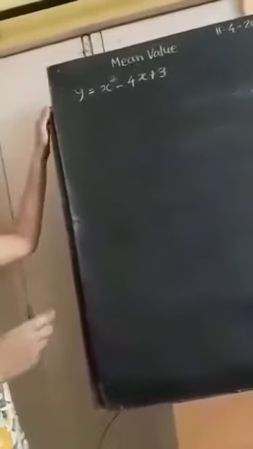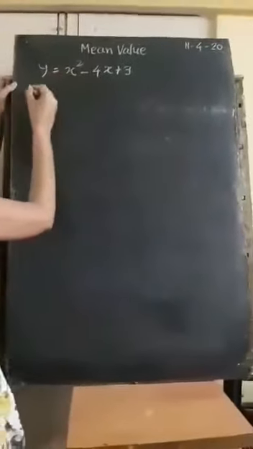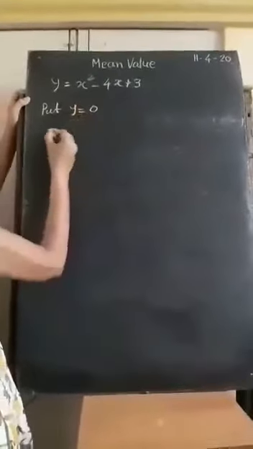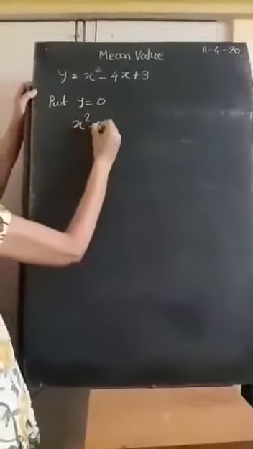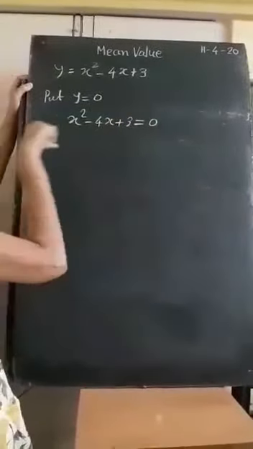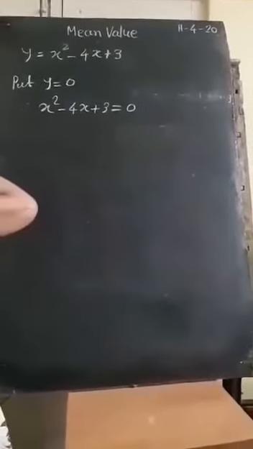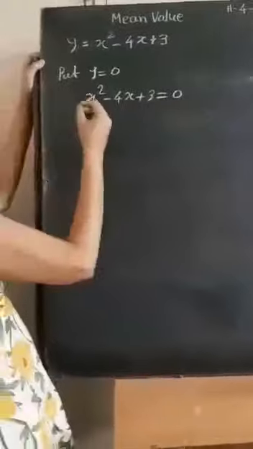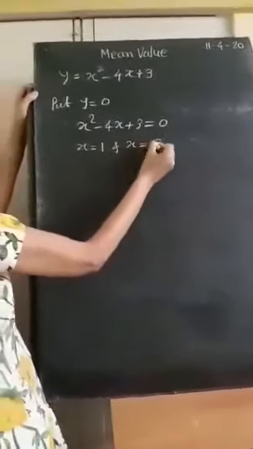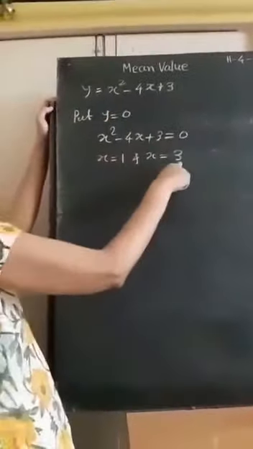On the x-axis what is y? Y is equal to 0. So to find the limits, what we have to do is put y equal to 0. Therefore x square minus 4x plus 3 equal to 0. If you put this on the calculator, the calculator will give you x equal to 1 and x equal to 3. So what are my limits? Now this is my function and the limits are 1 and 3.